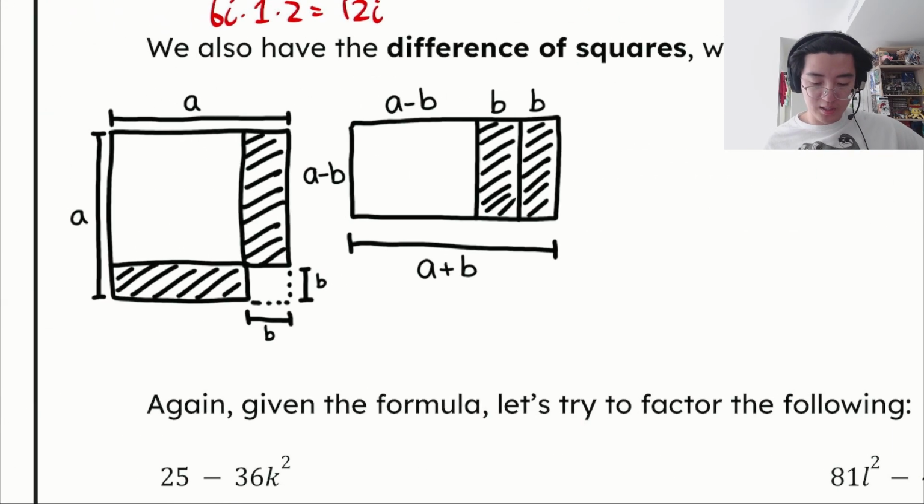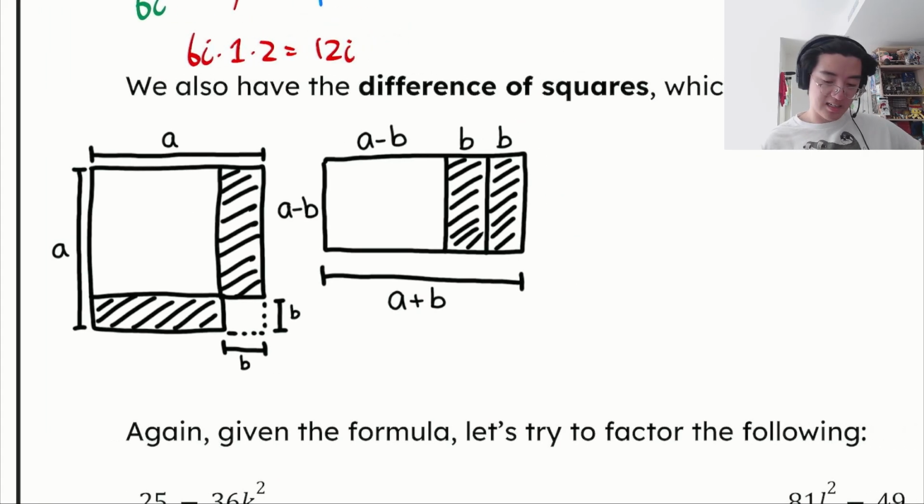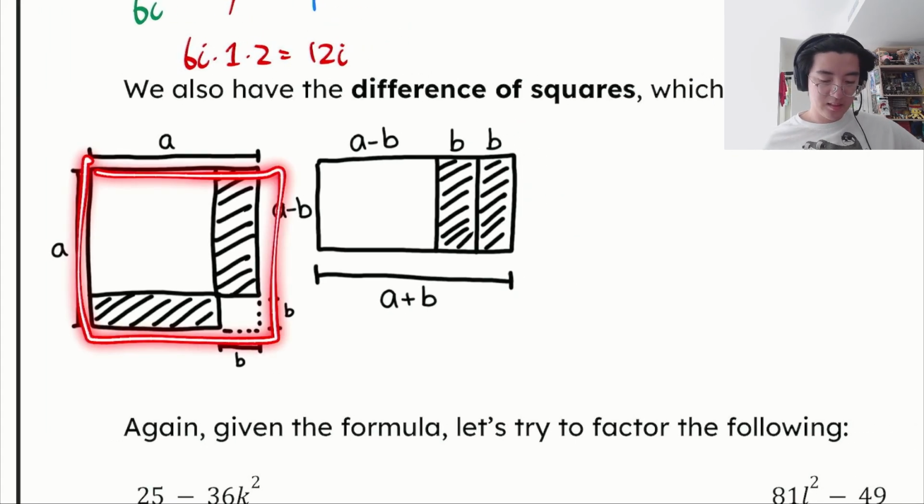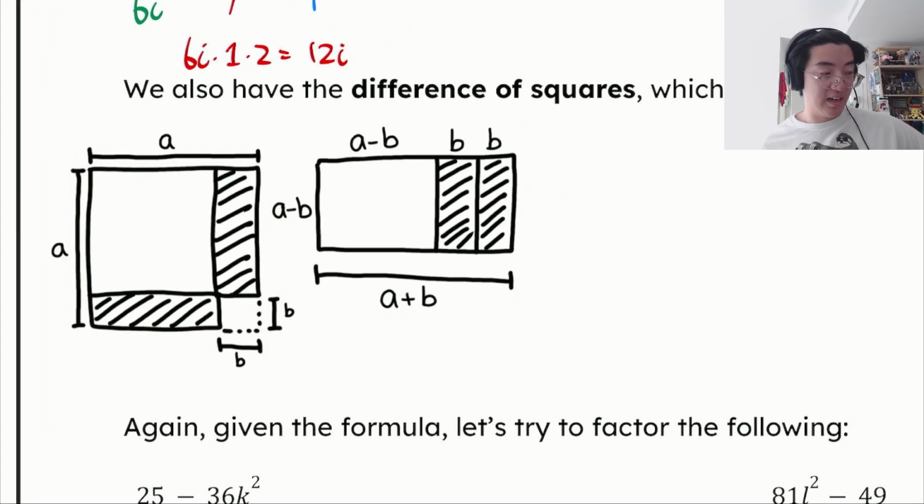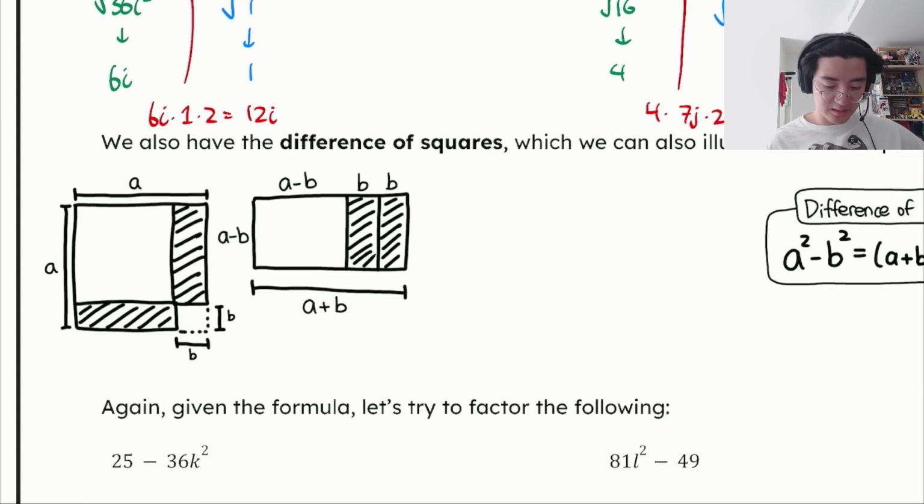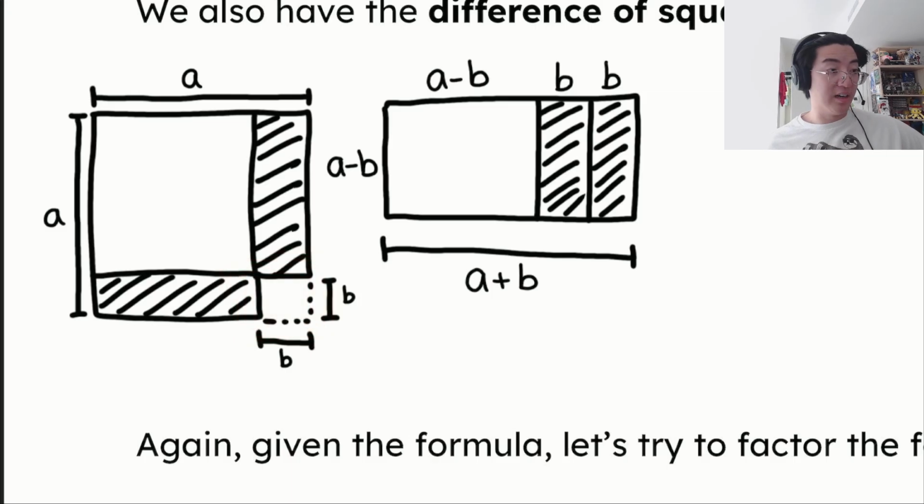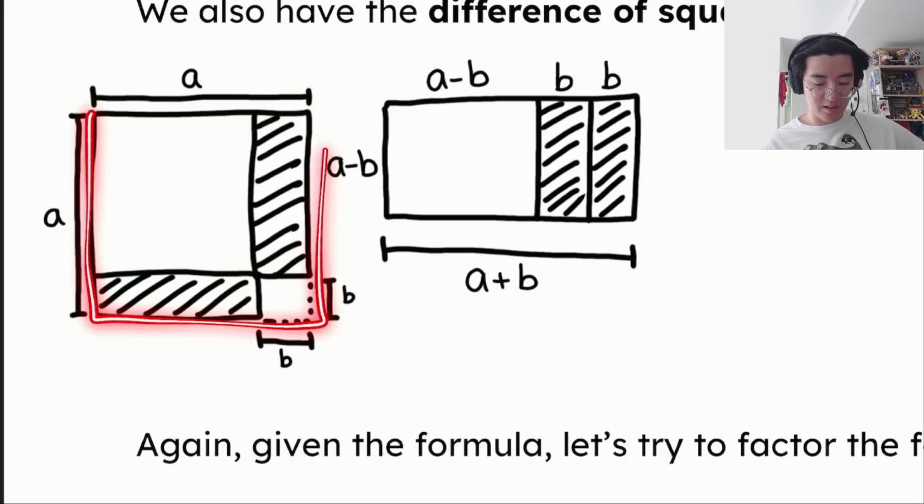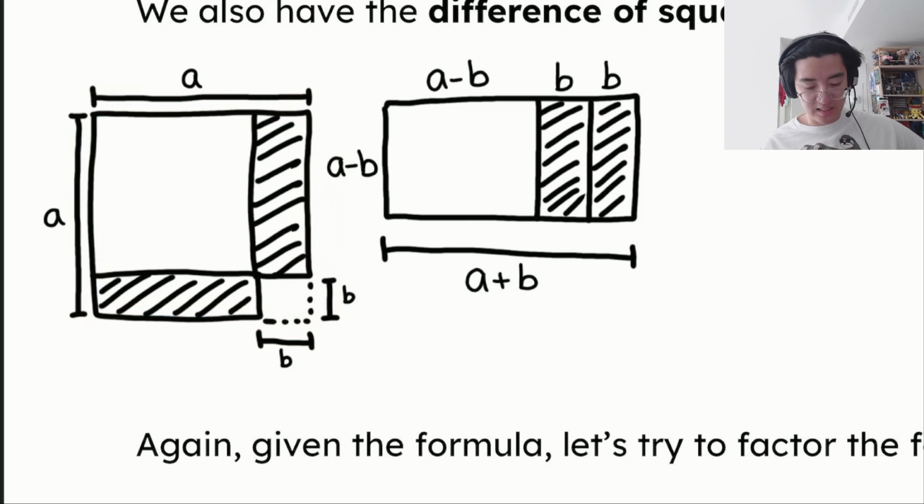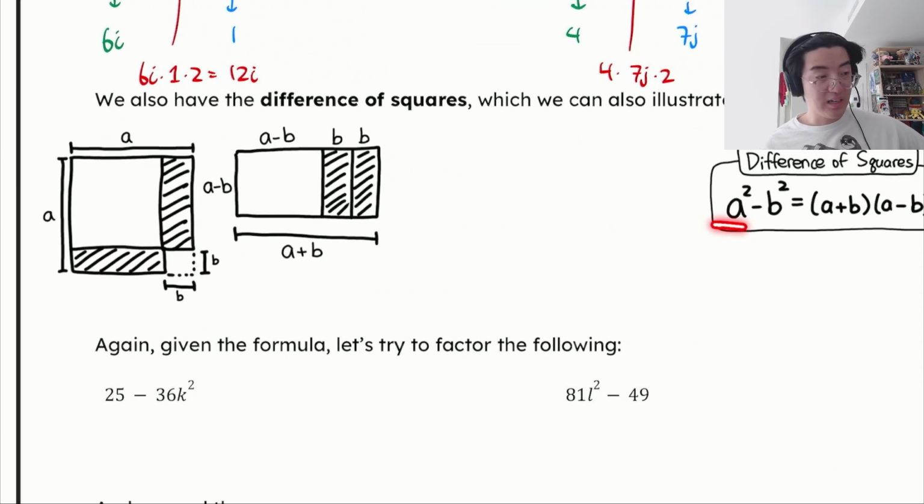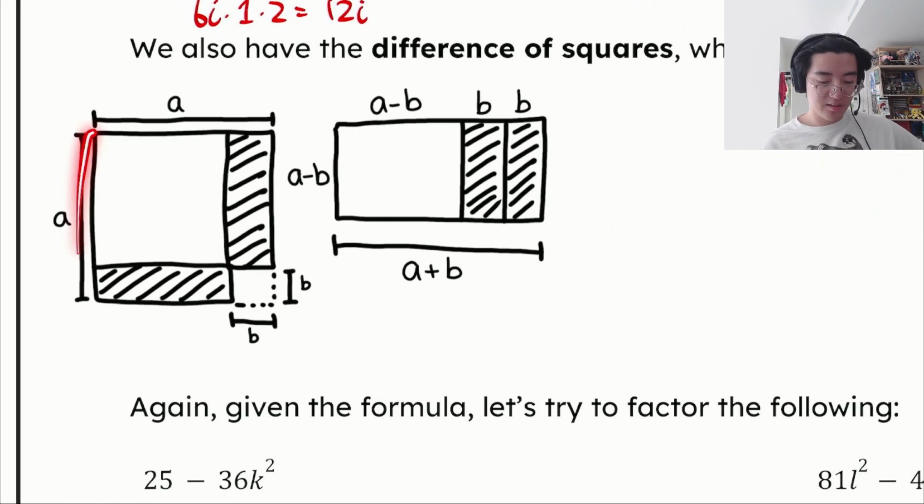Okay, and this works because we can think of it as taking a big square with side length a, so the area is a squared. Now let's take out a smaller square with side length b, so the small chunk taken out has area b squared. So a squared minus b squared is just the big square area minus the small square area.